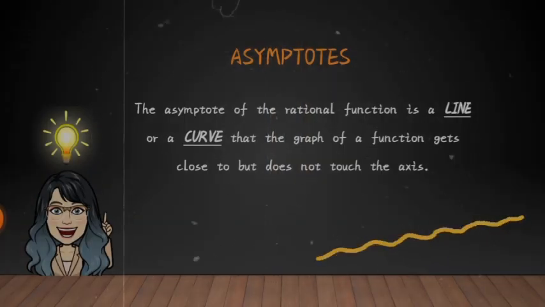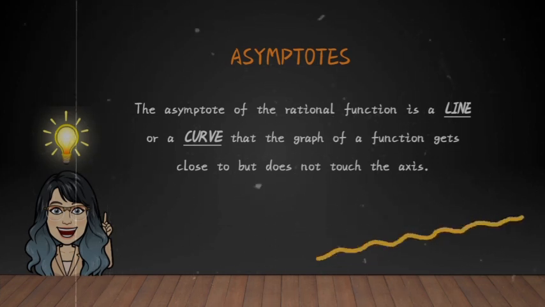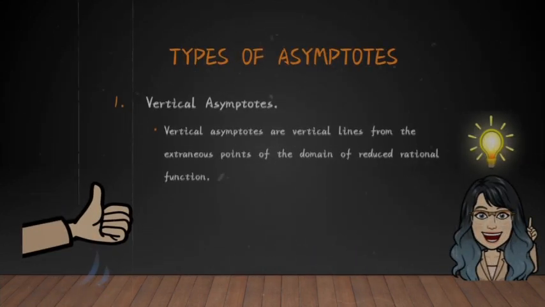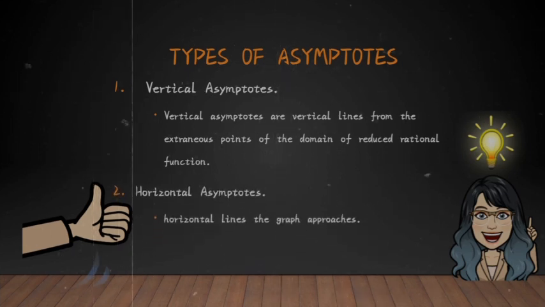Now let's proceed with asymptotes. The asymptote of a rational function is a line or a curve that the graph of a function gets closer and closer to but does not touch. There are two types of asymptotes. Number one is vertical asymptotes, which are the vertical lines from the extraneous roots of the domain of a reduced rational function. While the second one is called the horizontal asymptotes, which are the horizontal lines the graph approaches.